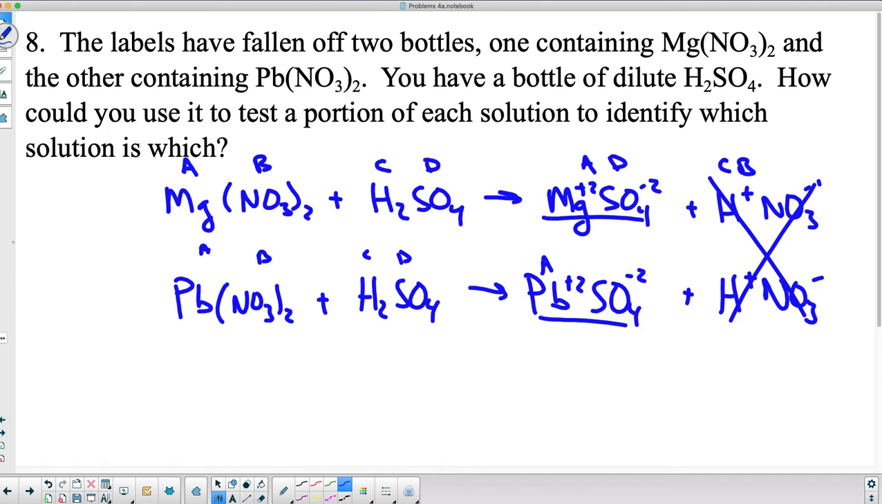I go all the way across to the sulfate, which is the third last one. It looks like magnesium says AQ, which means it dissolves in water, but Pb with a +2 is a solid. So if you get a solid here, you've just identified which one is the lead. So you know which is which. All right, I'm on a roll. Let's keep going.